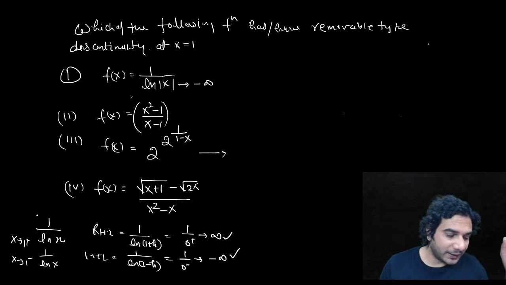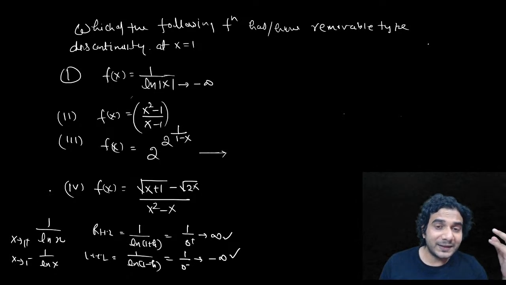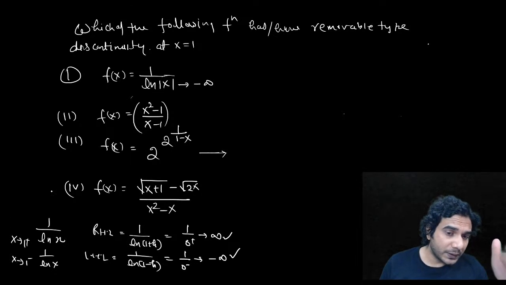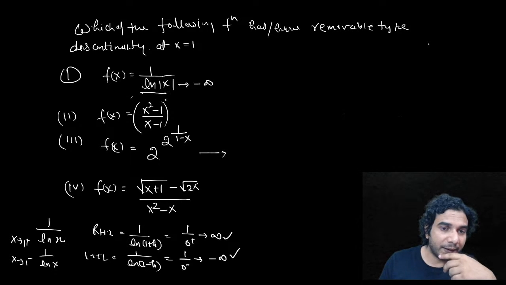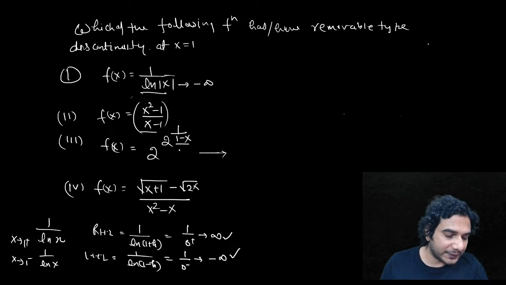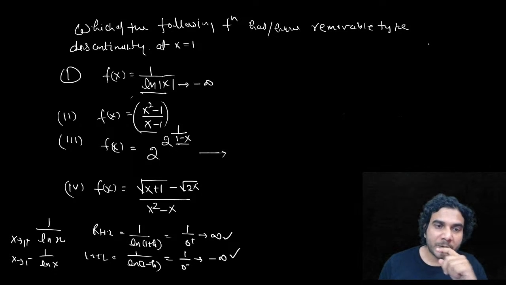No, it can't be continuous. None of the four will be continuous. Why? Because at x equal to 1, none of the functions is defined. 1 is not in the domain of any of these four. You can see the denominator is becoming 0 in all four. This is not defined at x equal to 1. So they have discontinuity. That is for sure, all right?